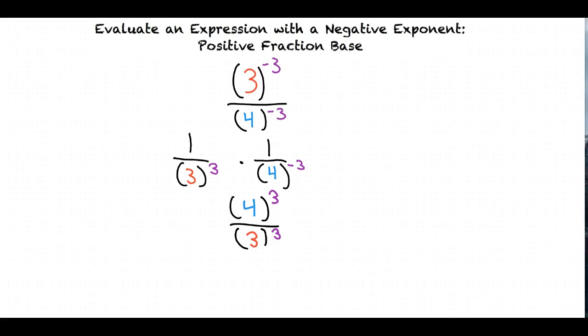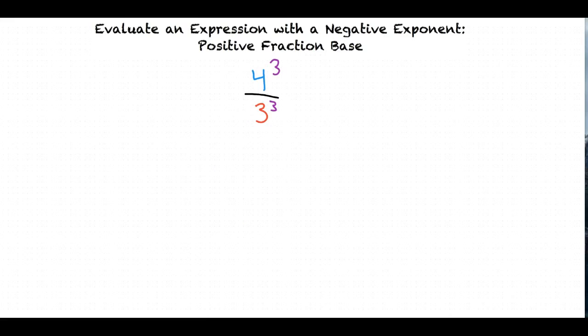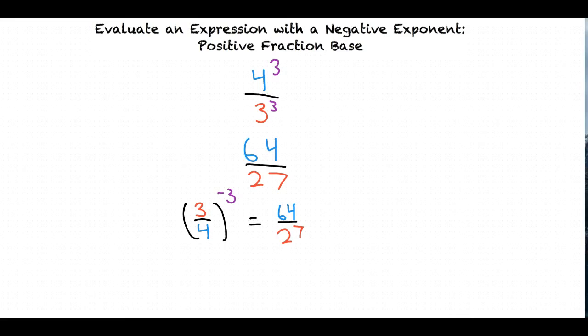Now that our exponents are positive, we can evaluate. 4 cubed divided by 3 cubed gets us the result of 64 divided by 27. This means that (3/4)^-3 equals 64 divided by 27.